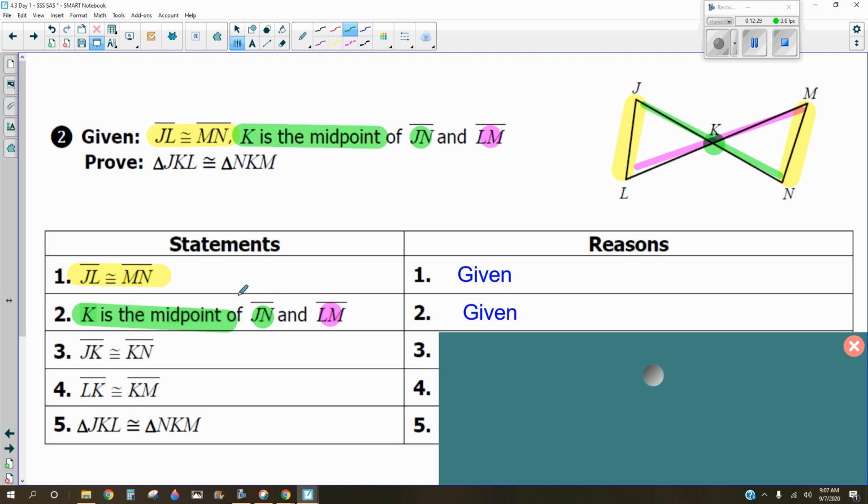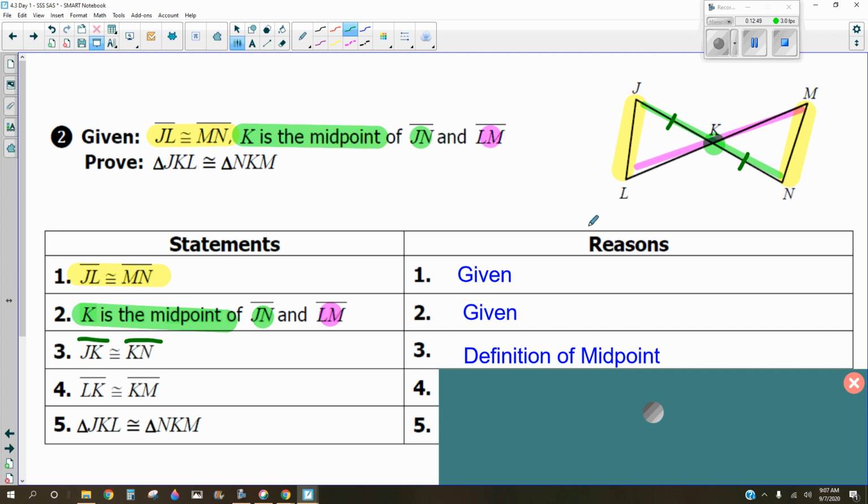So if K is the midpoint of JN, there's JN in green, what does that mean? Well, it means that this is the same as that, right? So you notice the next line is JK is the same as KN. Oh, we were able to mark that because we knew the definition of midpoint. Same thing. If K is the center of LM, that means this must be the same as this.